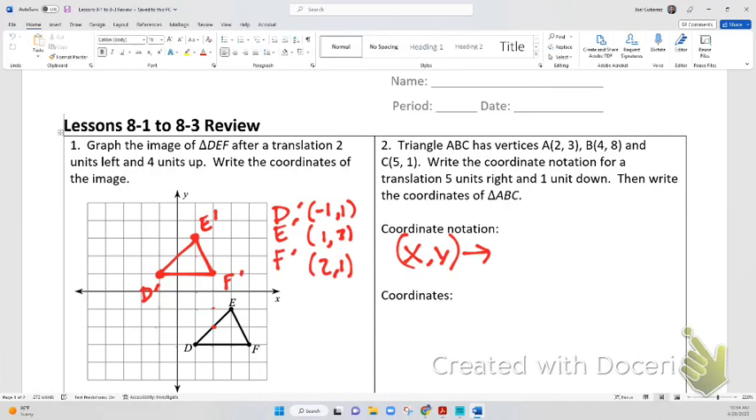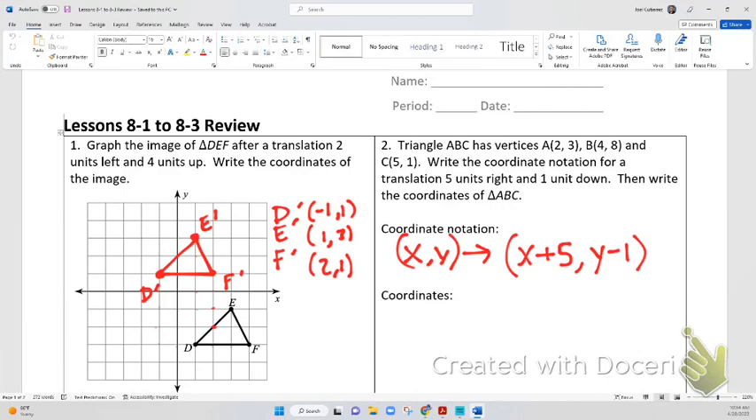So when I say that it's being translated 5 units to the right, that means that you're taking your x and you're adding 5. Why adding? Because we're going to the right. If you were going left, then you would be subtracting 5. And then the second part says that we are going 1 unit down. So we're talking about my y values. And because we're going down, we simply put y - 1. If we were going up, then we would put y + 1. Okay? So that's the first part.